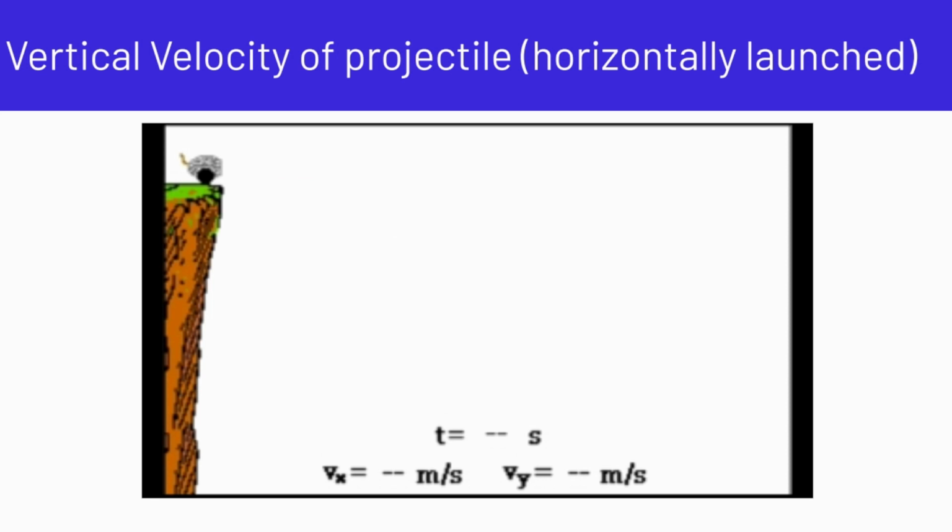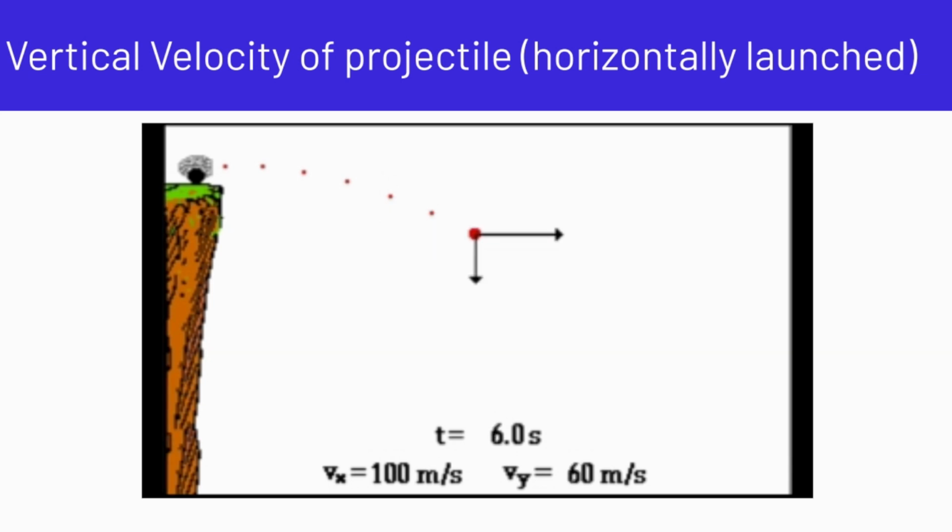All right, so we're going to watch a little animation of vertical velocity of a projectile launched horizontally. We're going to see the velocity vectors here. You can see the horizontal velocity isn't changing, but the vertical velocity does change. The vertical velocity gets larger as it goes.